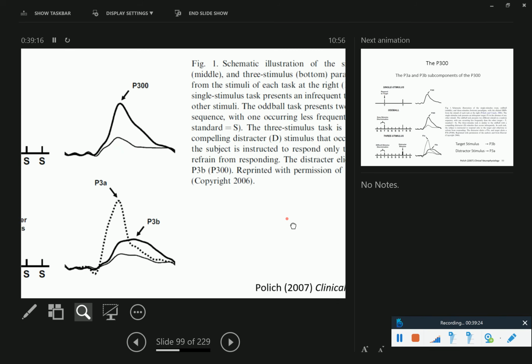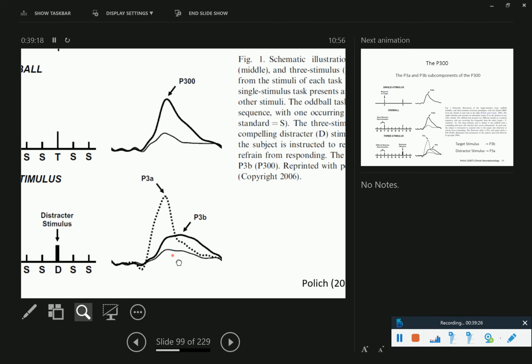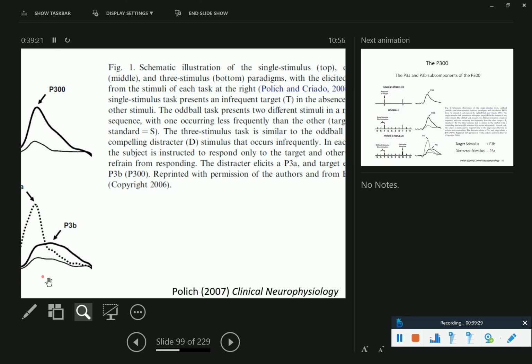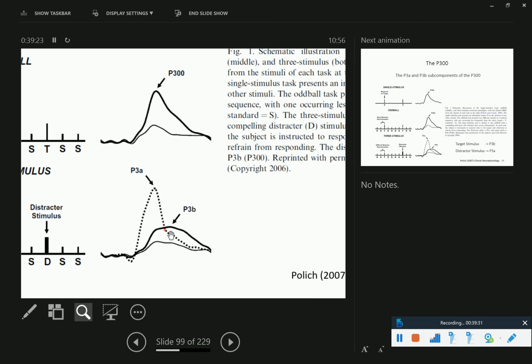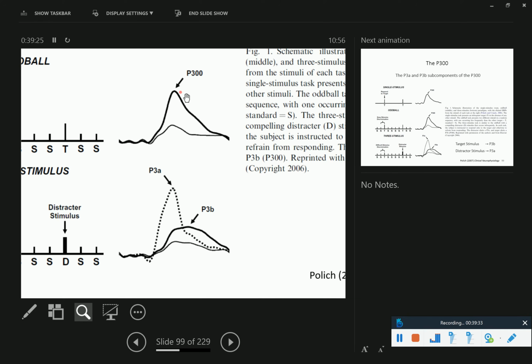And you can, of course, then try to, I'm not sure whether they did that, maybe I guess, you can subtract from something like this the response to the distractor stimulus.